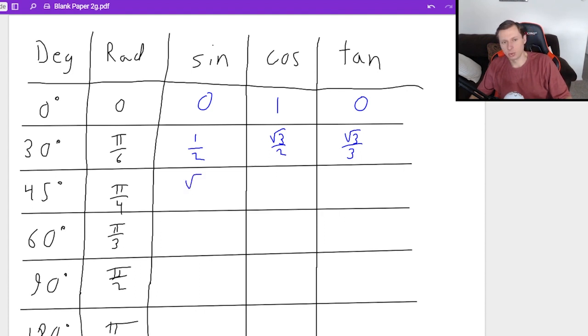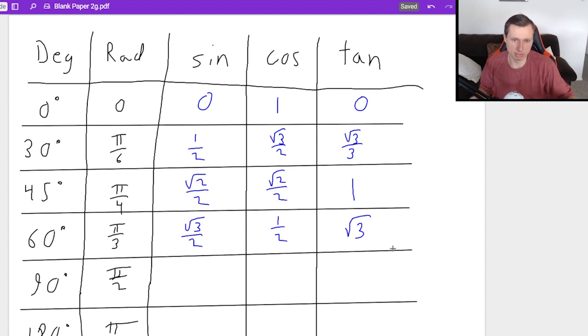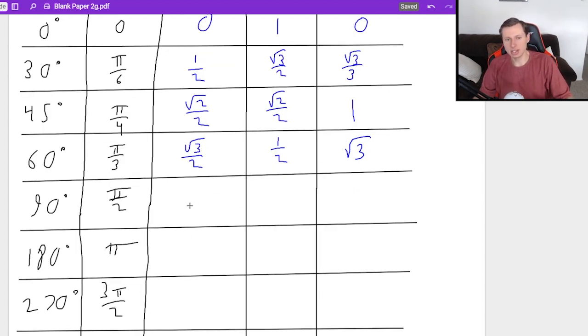So pause the video frequently during this next minute and a half. Sine of pi over 4 will be root 2 over 2, so is the cosine, and the tangent is going to be 1. Sine of pi over 3 is going to be the mirror opposite of pi over 6, so root 3 over 2 for sine, 1/2 for cosine, and the tangent will be 1 over root 3 over 3, which turns out to be root 3 when you simplify. Then for 90 degrees, it will be 1 for sine, 0 for cosine, and undefined for the tangent. For pi, it's going to be 0, -1, and 0.